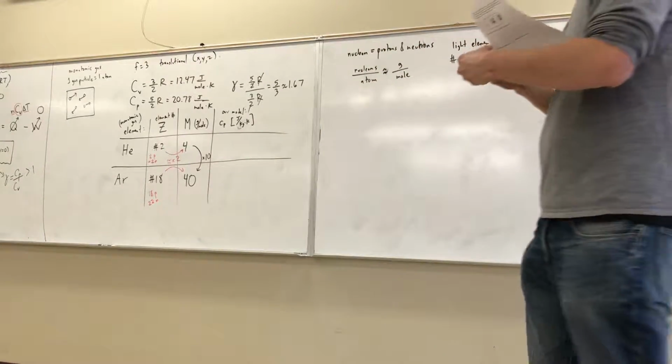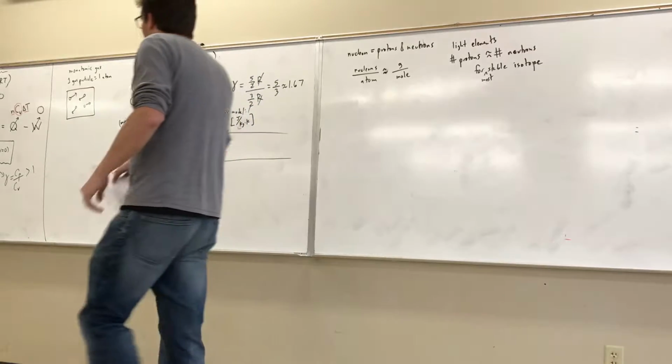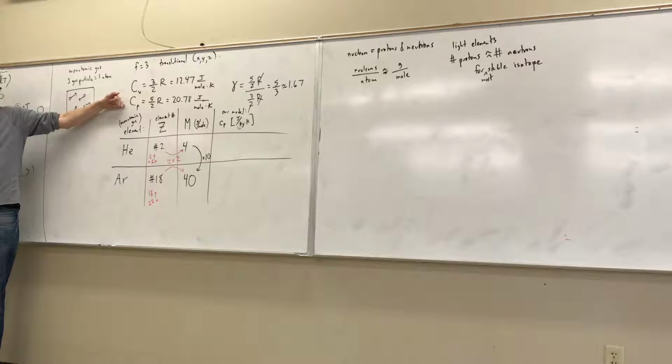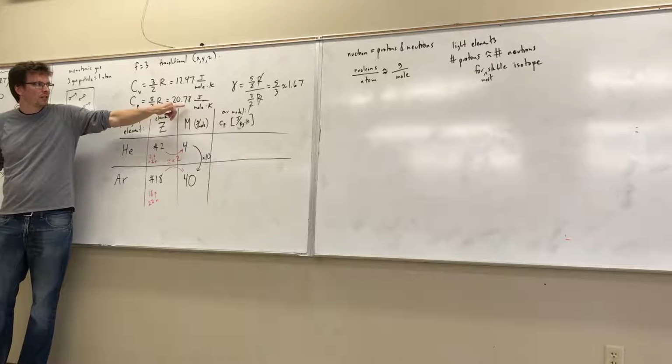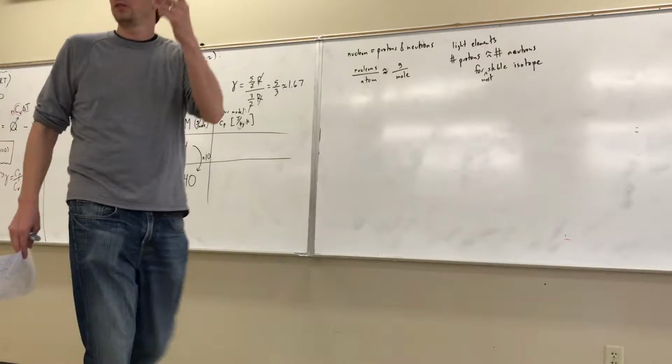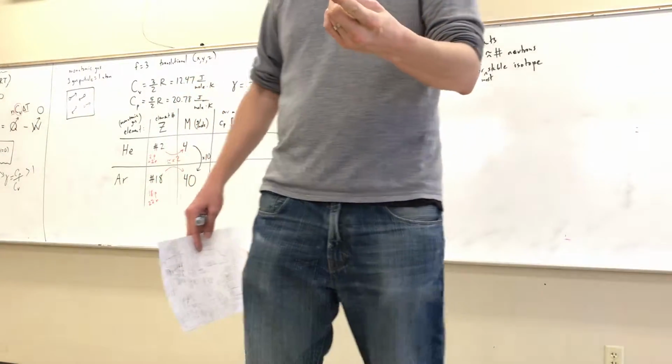So let's find out what we get. I am claiming in our model that both helium and argon, because they are monatomic gases, are 20.78 joules per mole Kelvin. That is my claim. If we're on the mole side, we're saying there's no difference. However, 1 mole of helium and 1 mole of argon have different masses.